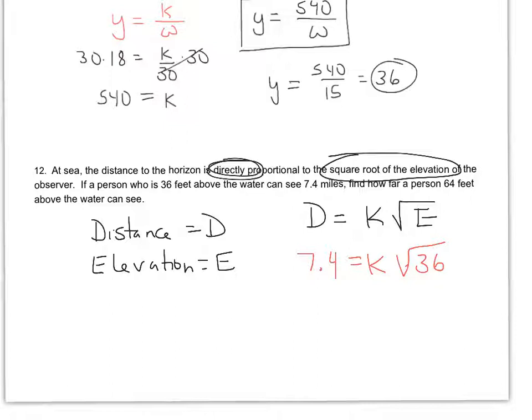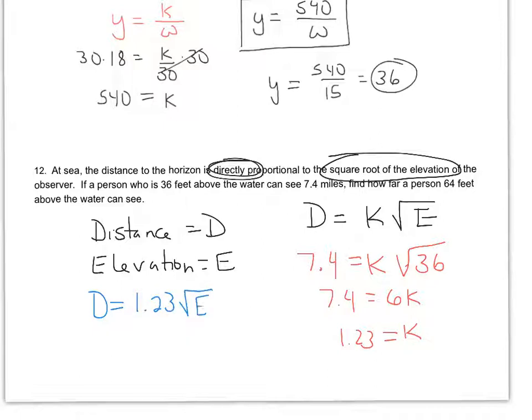So we have 7.4 equals k times the square root of 36. But the square root of 36 is obviously 6. This is 6k equals 7.4. So 7.4 divided by 6 is 1.23 repeating. I'll just round to 1.23. So now if I plug that back into my variation equation, it's going to be d equals 1.23 times the square root of E.